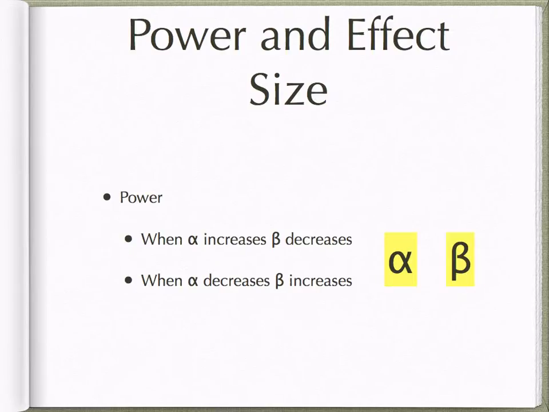So again, as alpha increases, beta decreases. When alpha decreases, beta increases. That's again just what we saw in those previous slides. As you increase alpha to a higher level, we reduce our risk of, reduce beta, which is those type 2 errors. When we decrease alpha and we make it smaller and smaller, so say we go from 0.05 to 0.01, we increase beta. Again, beta is that risk of missing that effect.